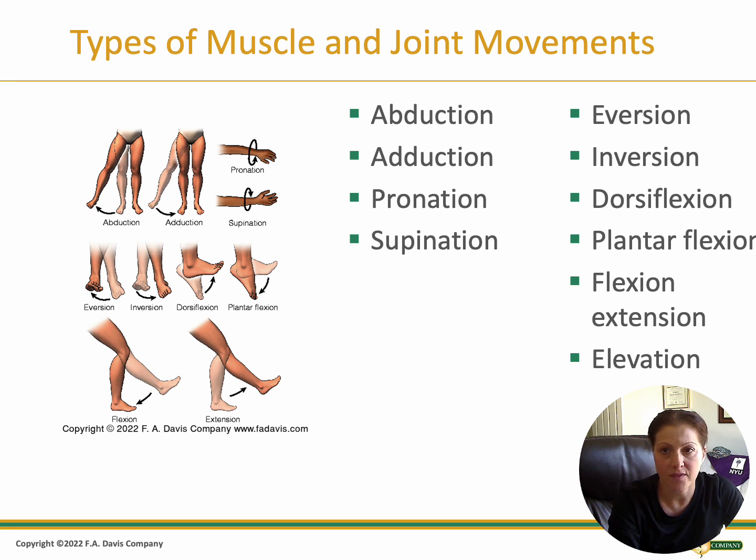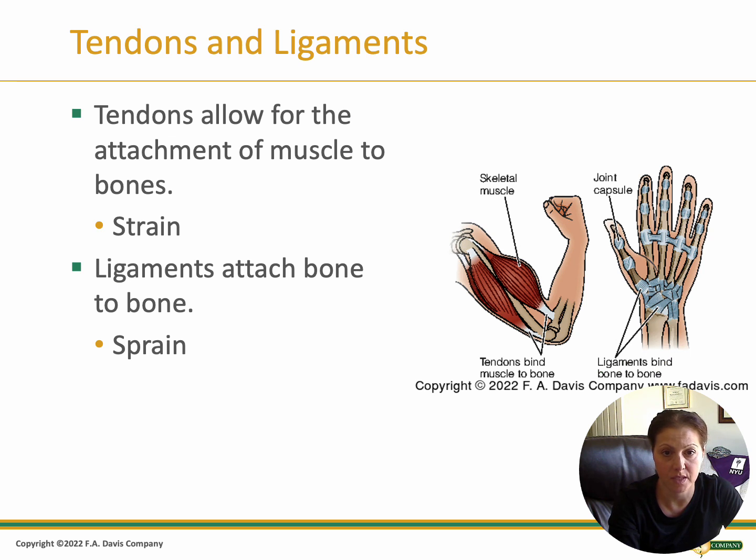You also have tendons and ligaments. Tendons allow for the attachment of muscles to bones, and ligaments attach bone to bone. So there's an example of your tendons as well as your ligaments. When you strain, when you cause a strain, it's related to straining a tendon. When you're spraining something, that's a sprain of the ligament, bone to bone.